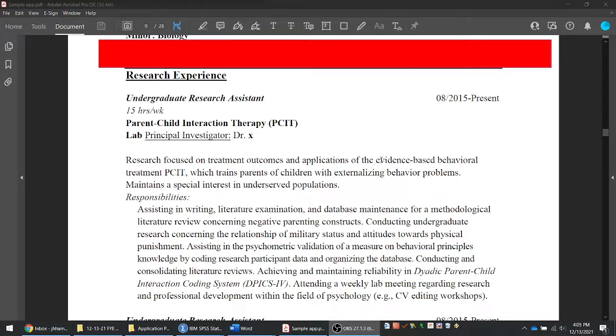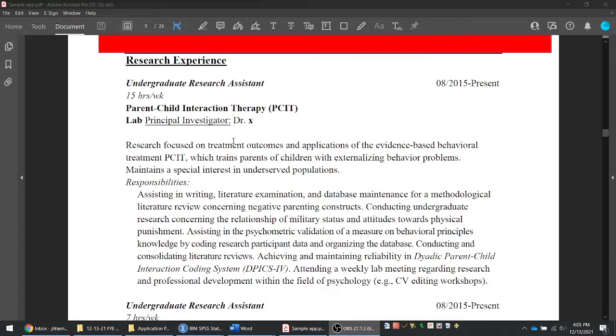This is mostly to show you. So I'll take a look at this and see, okay, generally, what did they do? Okay, it was about this and this population. They were an undergrad, a good amount of time, name the lab. What are some of the things they're doing?